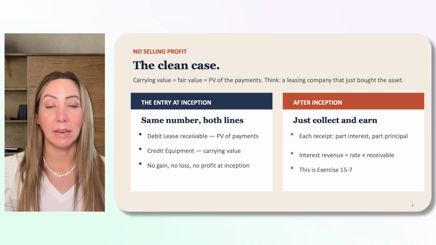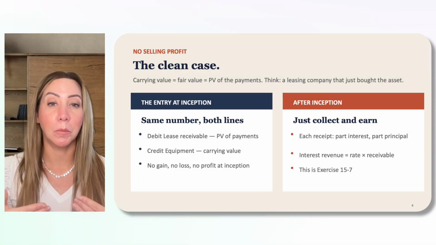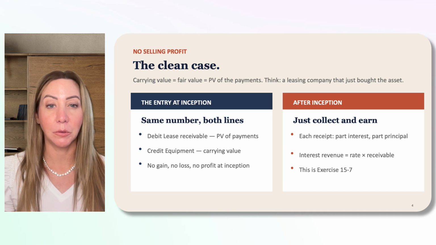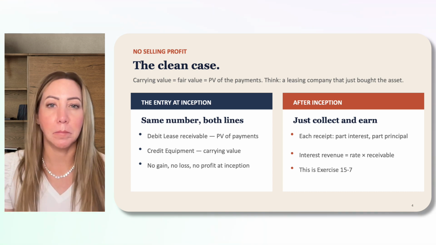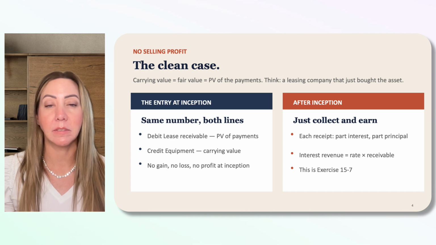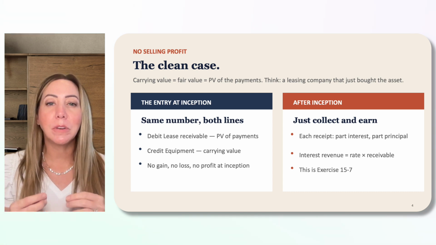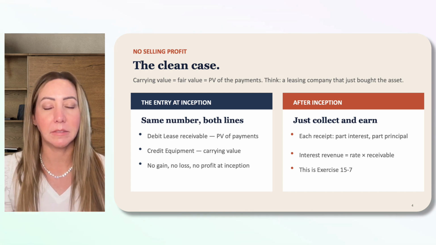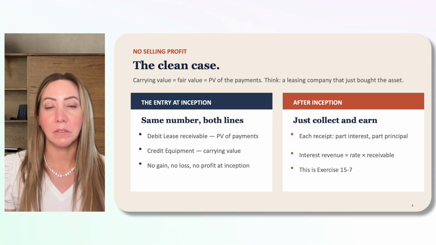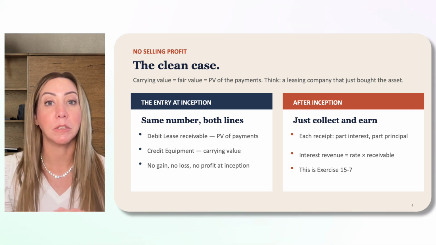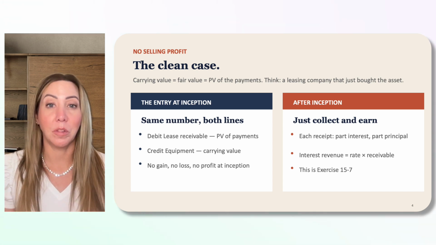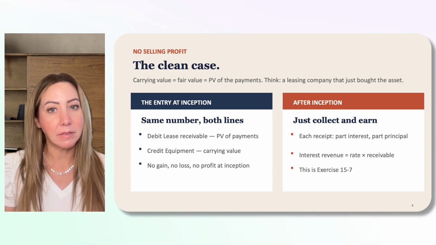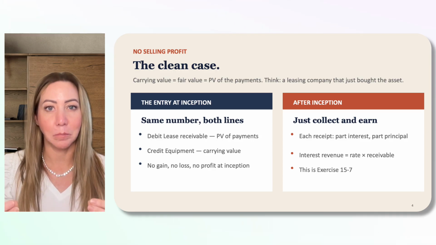Let's start with a clean case. The asset's carrying value on our books happens to equal its fair value, which equals the present value of the lease payments. Maybe we're a leasing company that just bought this equipment at market price and immediately leased it out. The entry is exactly what the mirror image predicts. Debit lease receivable for the present value, credit equipment for its carrying value. Same number on both lines. No gain, no loss, no profit at inception, because we didn't sell it for more than it was worth to us. This is a sales type lease without selling profit.